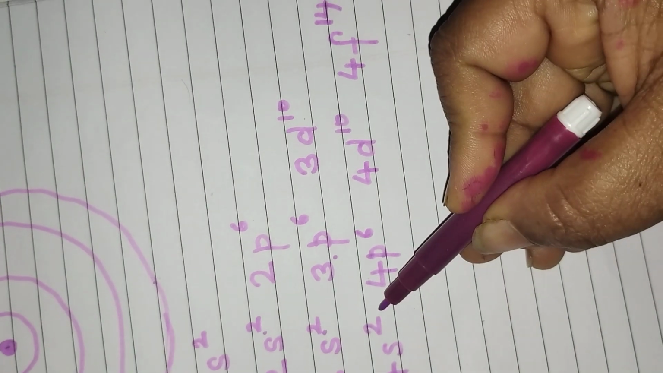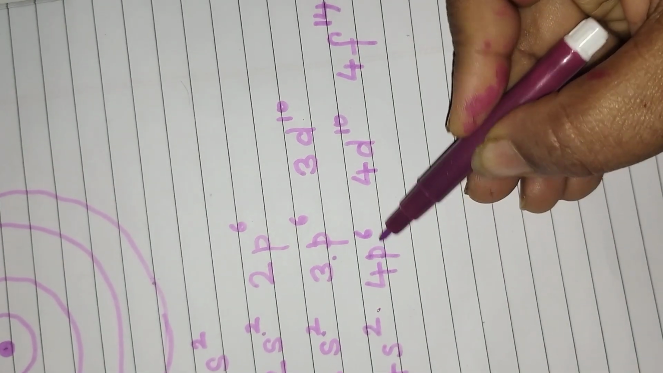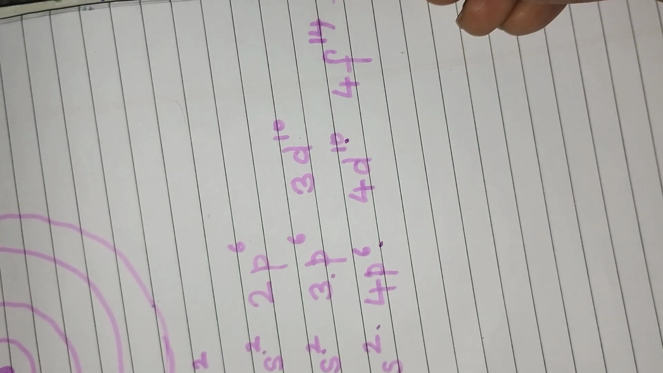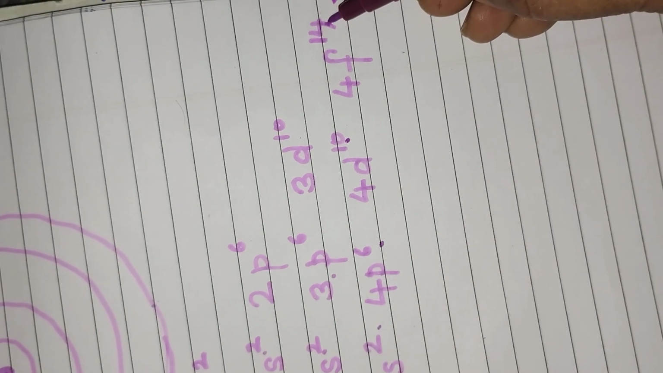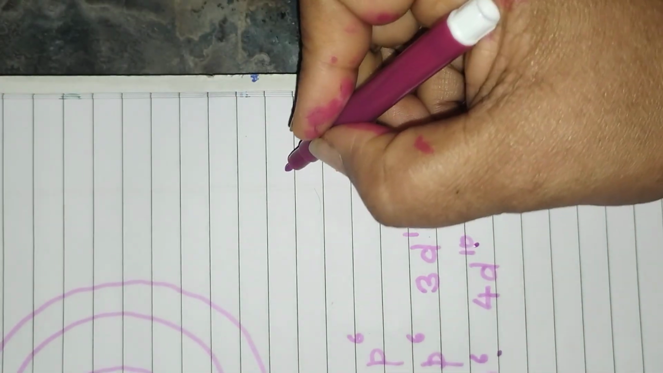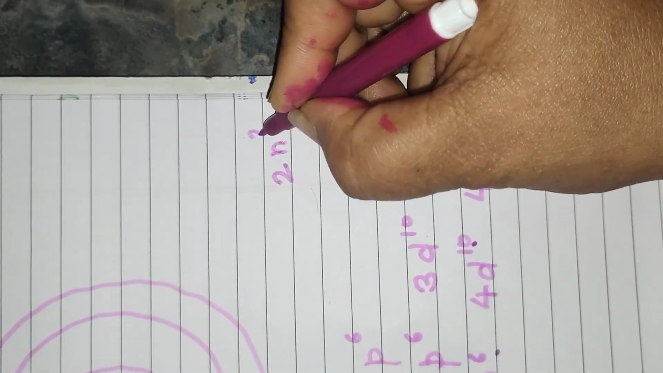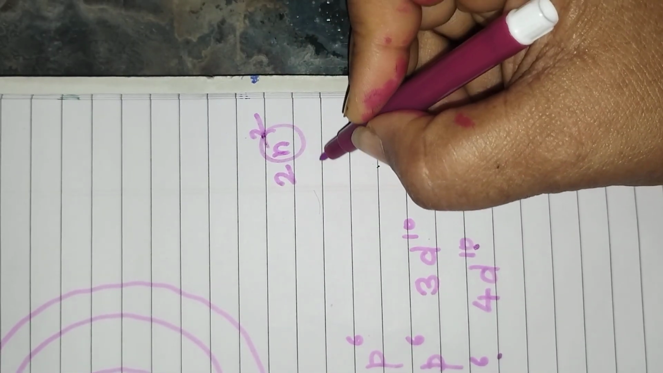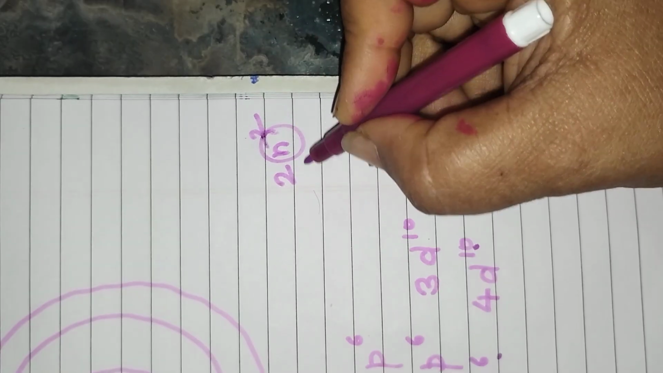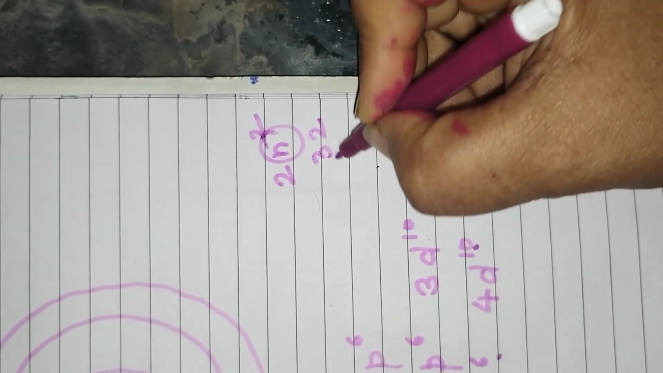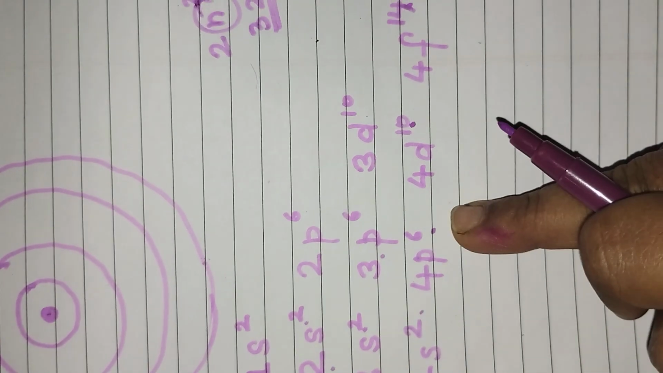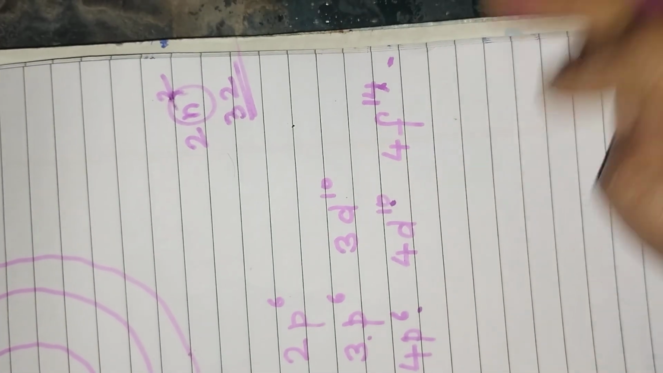So s2 and p6 will count up to 8. 8 plus 10 giving 18. 18 plus 14 will give 32 electrons, which abides by the 2n² formula. The value of n being 4 in the N shell, 4 squared is 16 and 16 into 2 will be 32. So 32 electrons are accommodated in 4s2, 4p6, 4d10 and 4f14 orbitals.